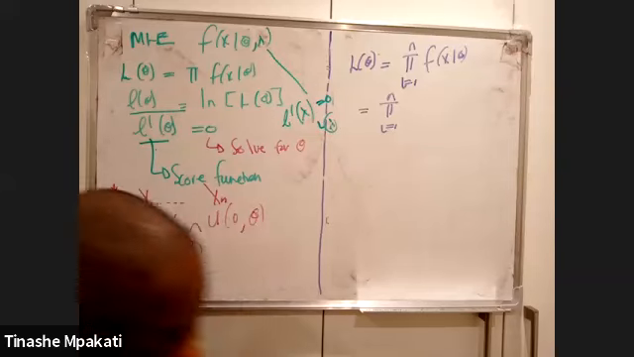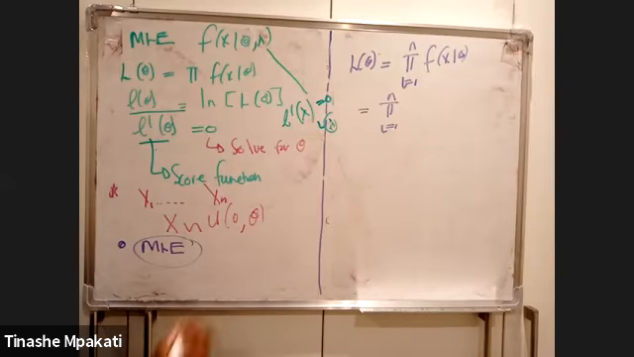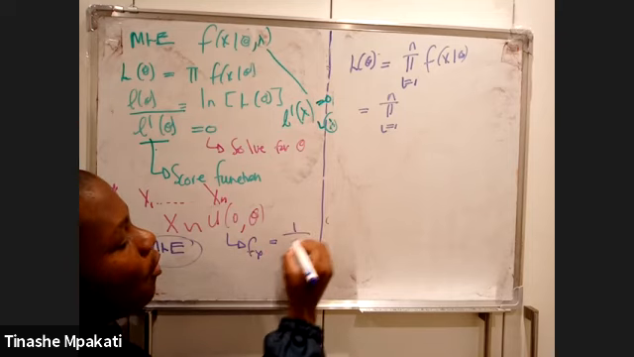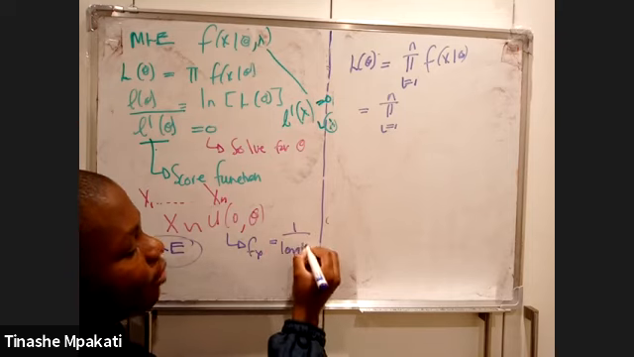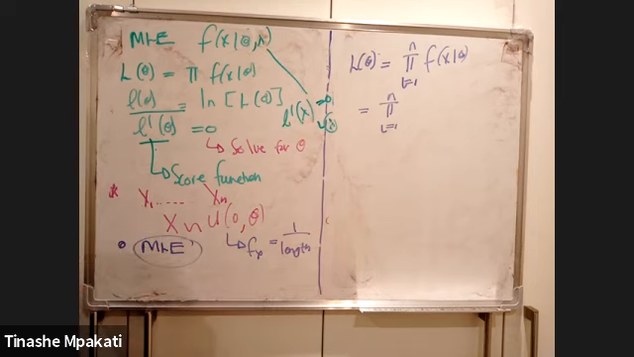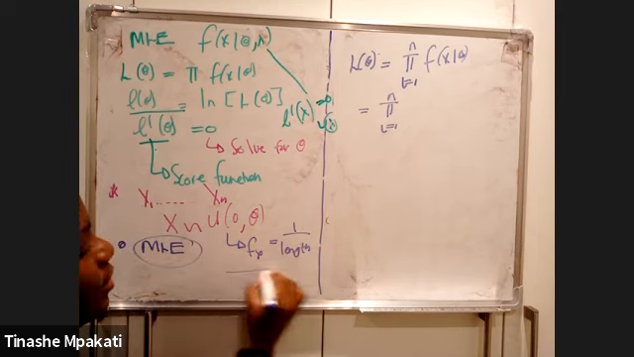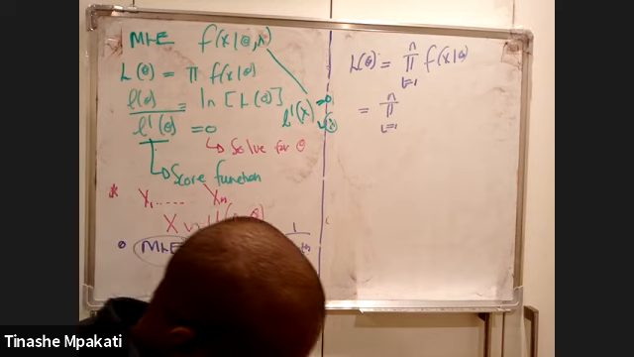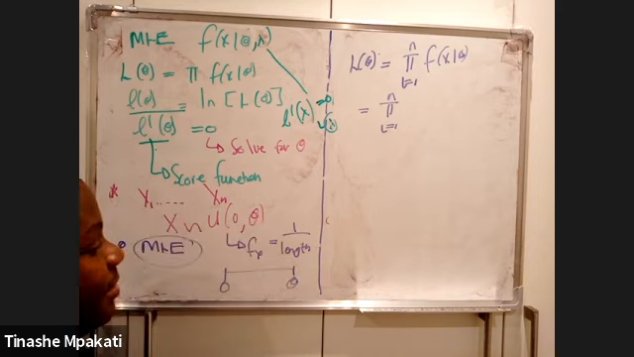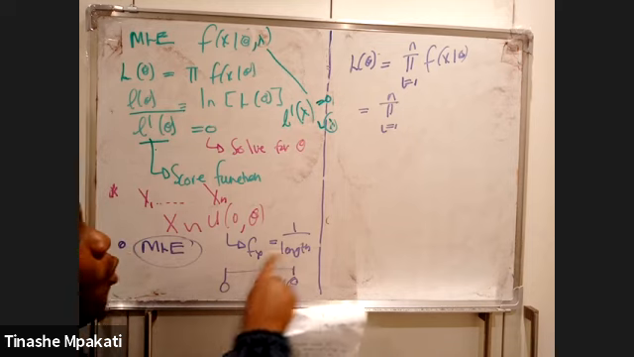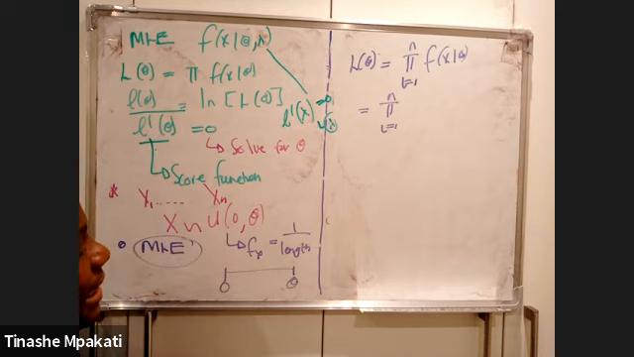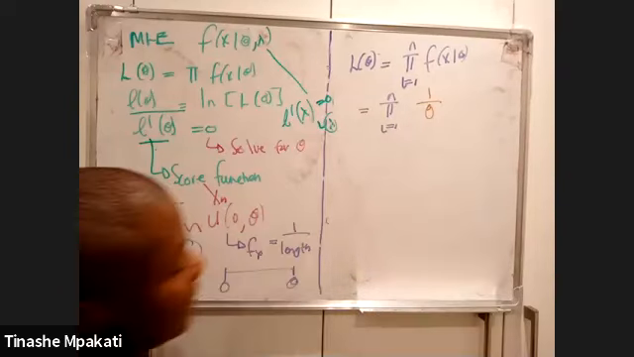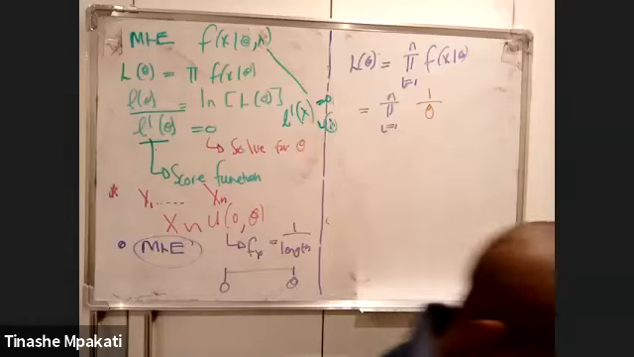This is a uniform distribution between 0 and 1, which means its PDF is simply equal to 1 over the length on which we are saying the random variable is uniform. Here it is uniform on 0 and theta, so the PDF will simply be equal to 1 over theta minus 0, which gives us 1 over theta. So that is quite important.